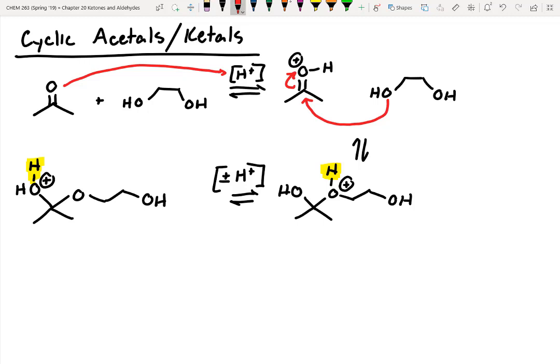Okay, so you can show the next step one of two ways. You can either just show this falling off in one step, or you can show this kind of two-step getting shoved off. I'm fine with it either way.